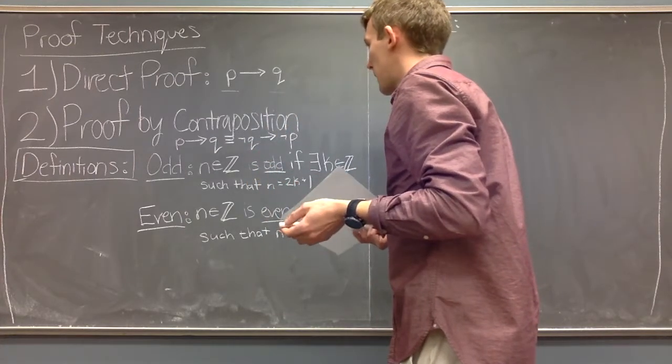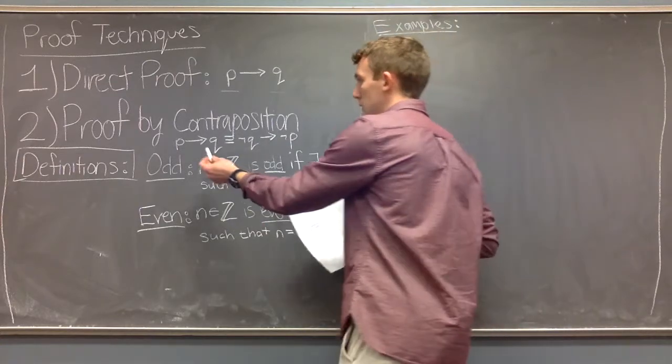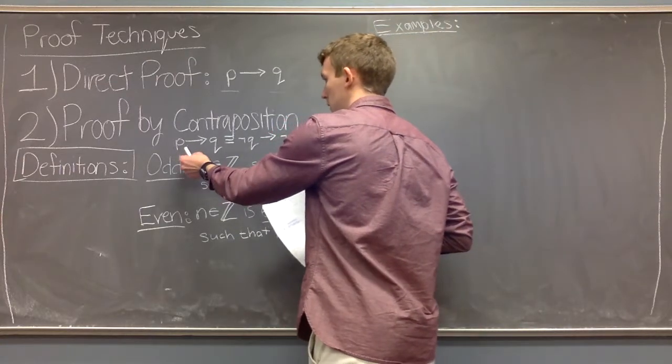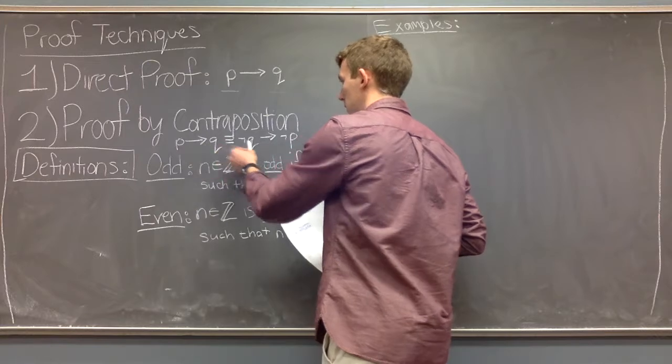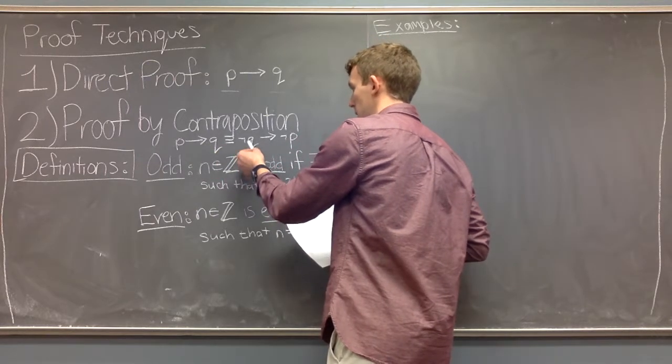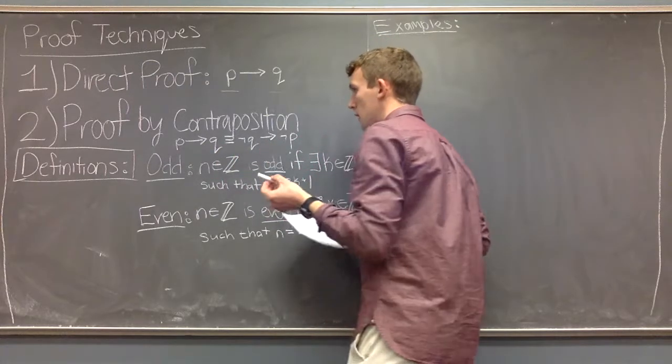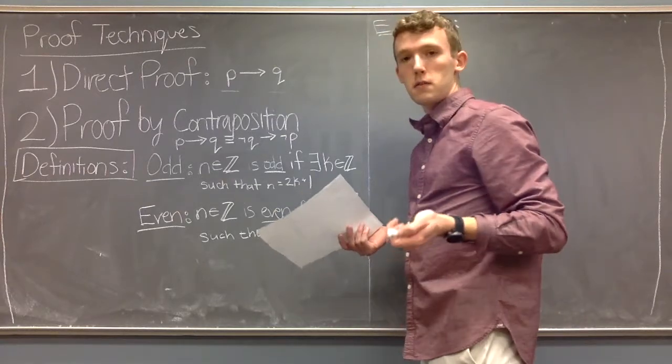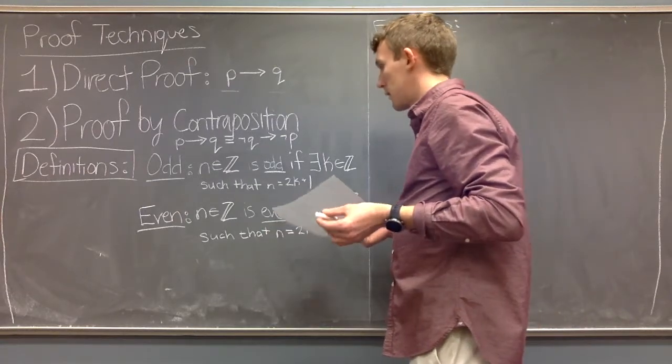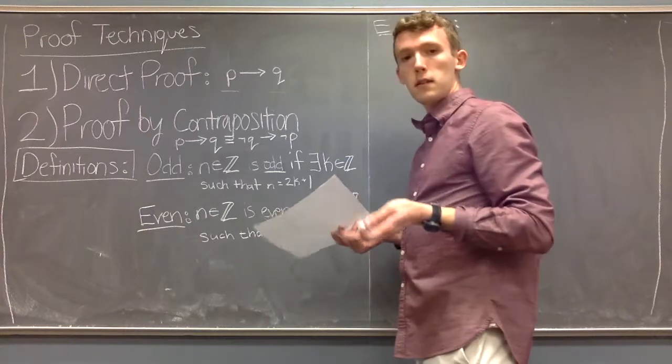And for proof by contraposition, we learned that the truth values for the conditional statement P implies Q is the same as the conditional statement not Q implies not P. So we can utilize that fact to prove some conditional statements that we might not be able to prove directly in a different way.